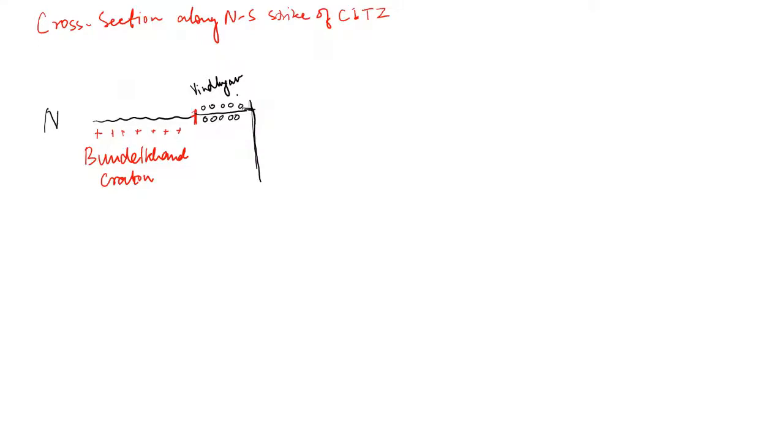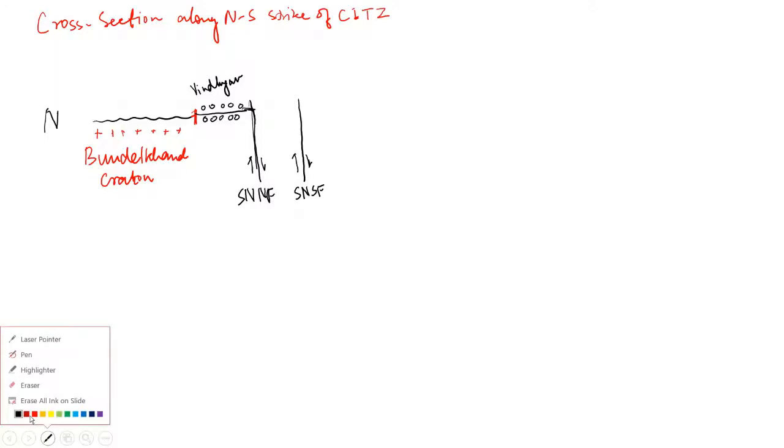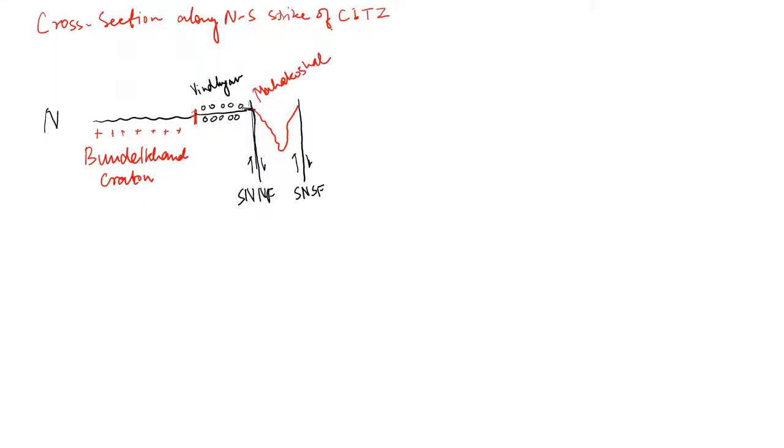To the south of Vindhyans lies the Son Narmada North Fault. And then there is another fault which is called the Son Narmada South Fault. Between these two fault zones lies the Mahakoshal sedimentaries. So we have the Mahakoshal rocks.